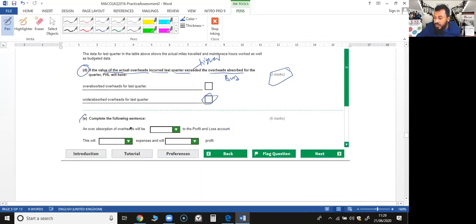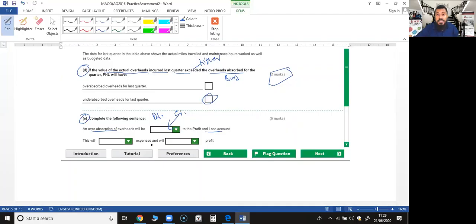An over absorption overhead will be dash in the profit and loss. Options are debit or credit. Is it DR or CR? Over absorption. Sylvia says CR. More people, please. More people participate in the question. Over absorption is credit. Is it right or wrong? It is 100% right. Over absorption is credit. Yes, Nadia, thank you. Over absorption is good. You are happy. It's a profit.